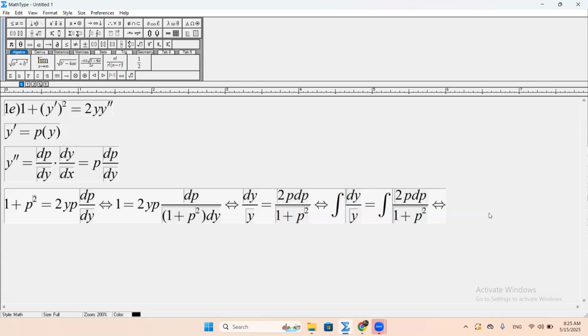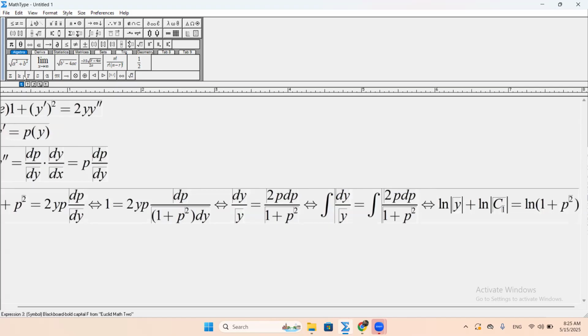And what will we have? So logarithm of module y plus logarithm of c1 equals logarithm of 1 plus p square. Okay, let's move this equation to the next line.